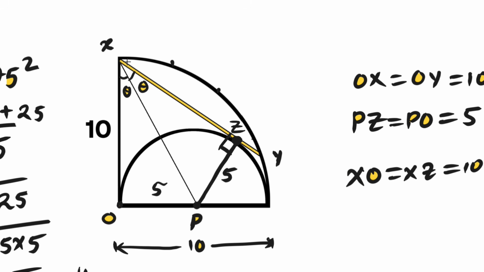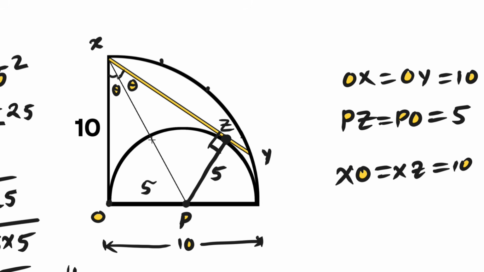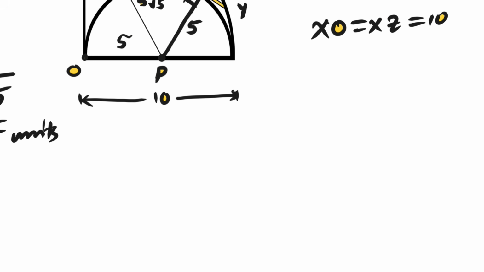Now we need to connect this triangle with the angle theta. Let's use the trigonometric ratio cosine. Remember, cosine of an angle in a right triangle is the adjacent side divided by the hypotenuse. For angle theta in triangle XOP, the adjacent side is XO, which is 10 units, and the hypotenuse is XP, which is 5 times the square root of 5.